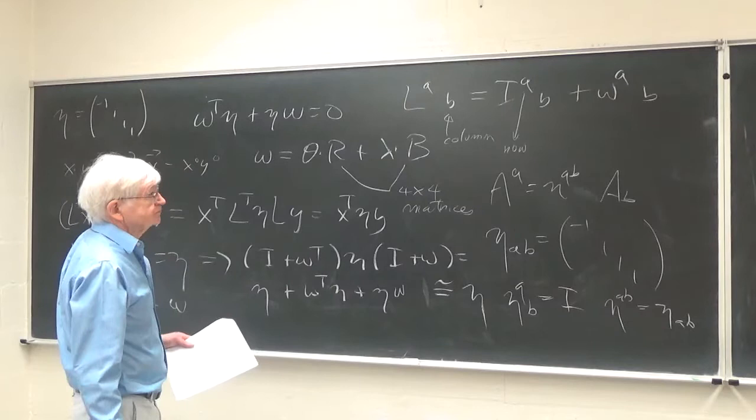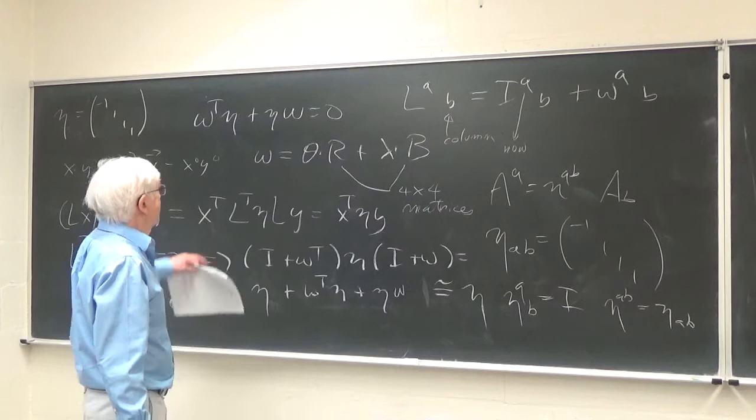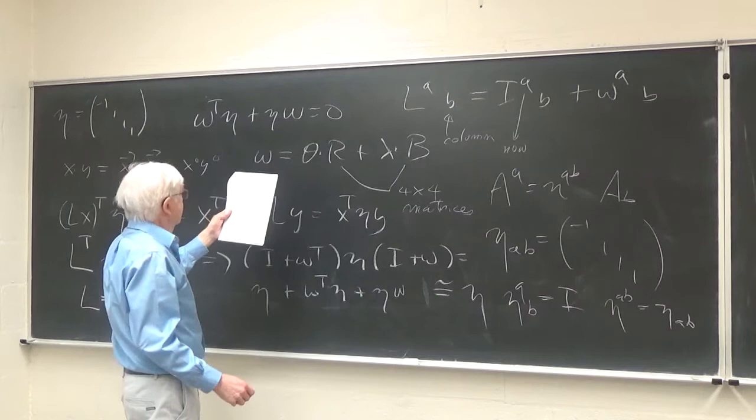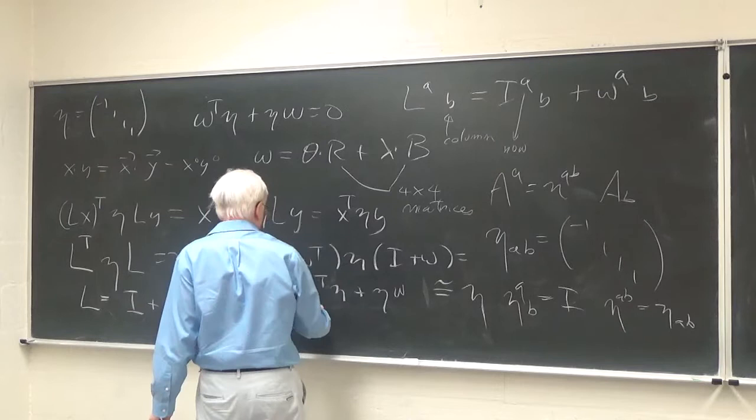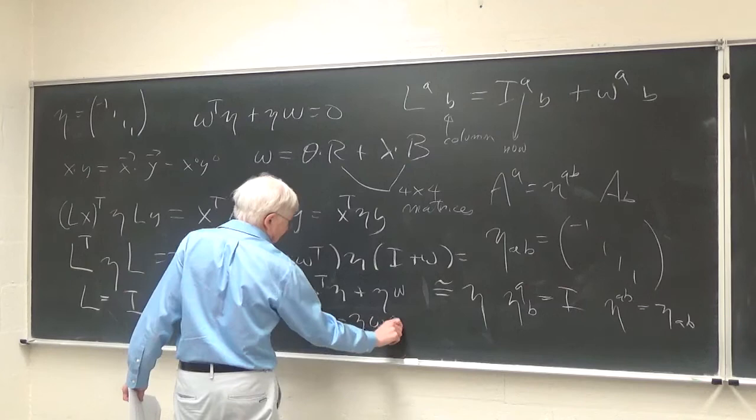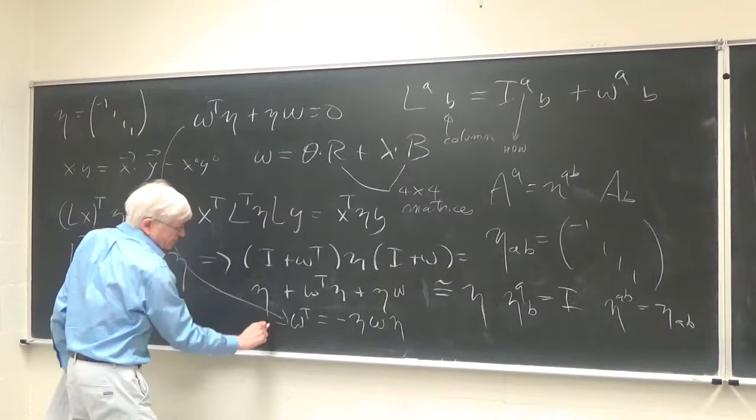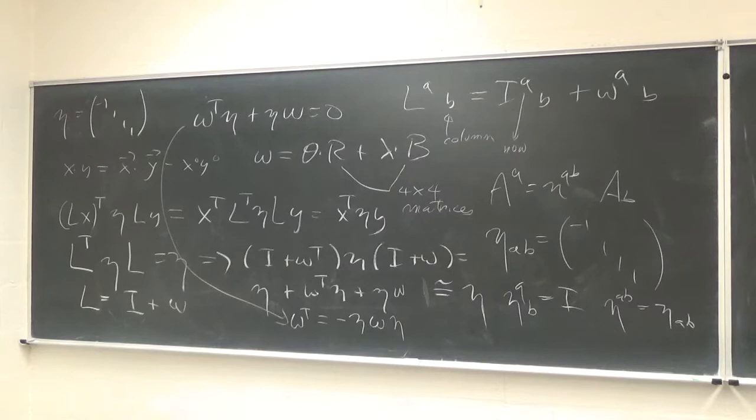The idea was that we have that relation, and in matrix notation that gives us omega transpose is minus eta omega eta. So that's the step I skipped. And so that's minus eta omega eta ba. And now what is this? This is minus eta bc omega cd eta da. And this is minus omega bd.